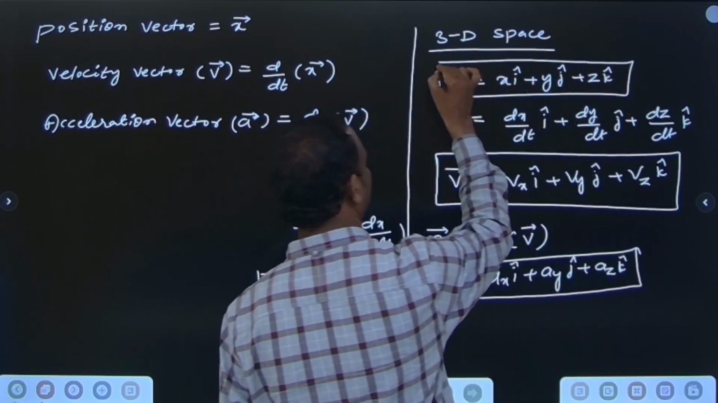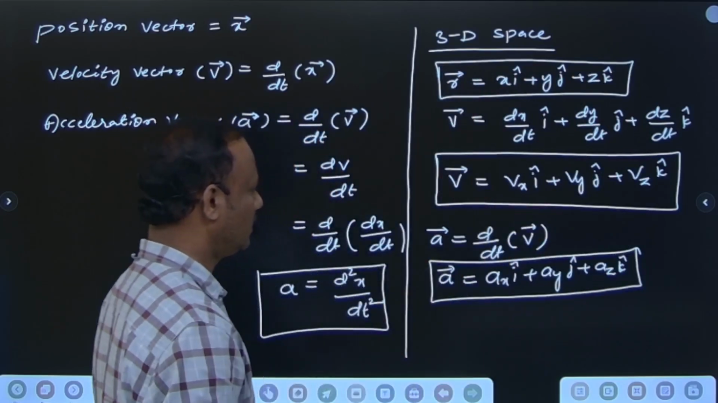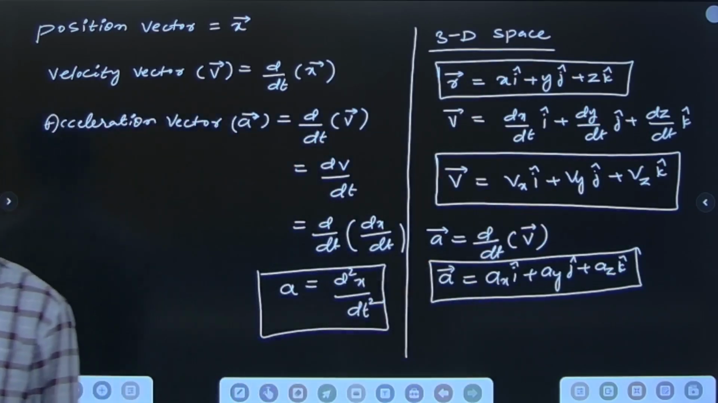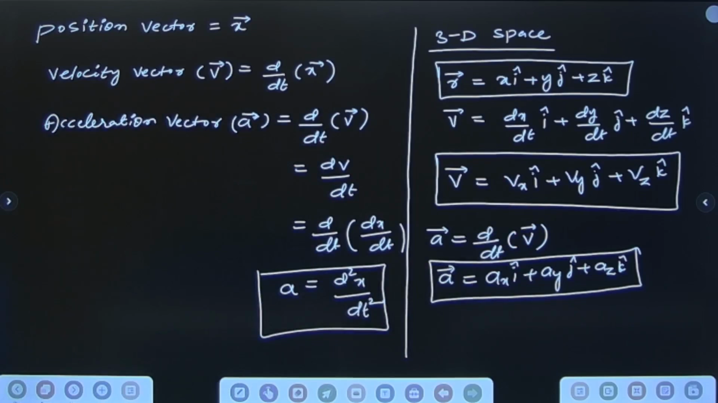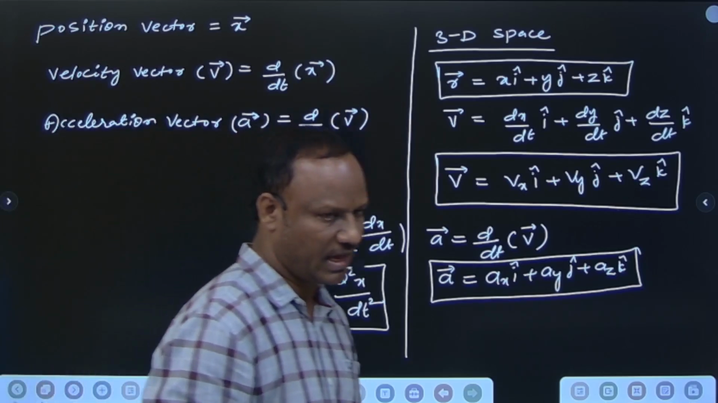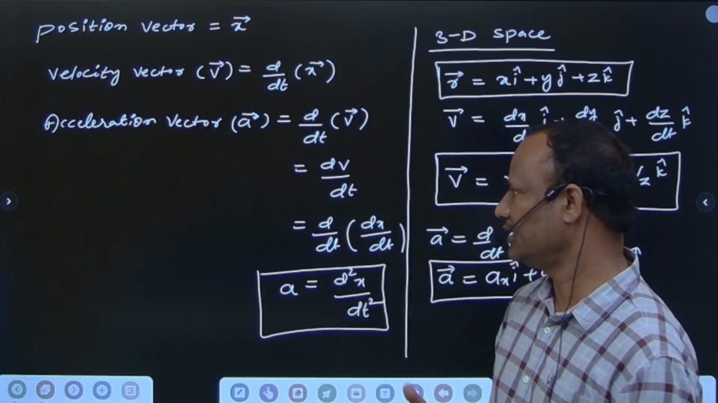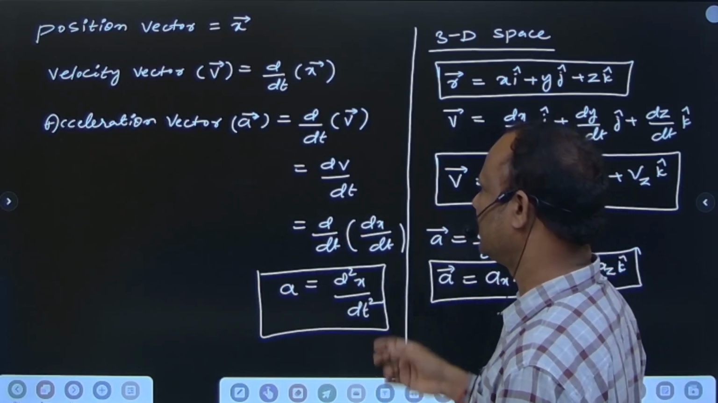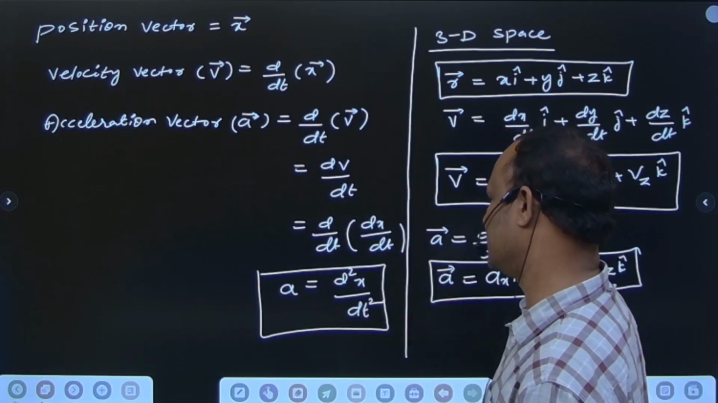So this is the position vector. Next one is about the velocity vector, and next is about the acceleration vector. So this is about acceleration, and you know this one is for the instantaneous acceleration. Next one, average acceleration.